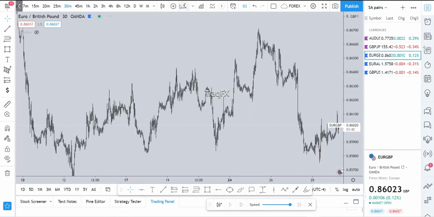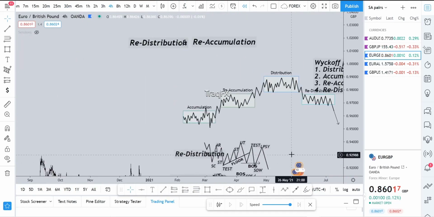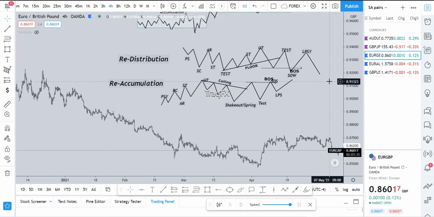And that is how reaccumulation and redistribution can be found in the market, and how they're utilized, how we take entries off them. Now, feel free to backtest this concept for yourself, implement your Wyckoff trading.